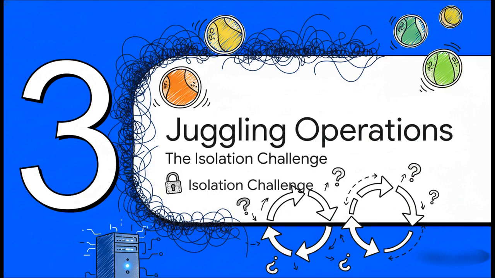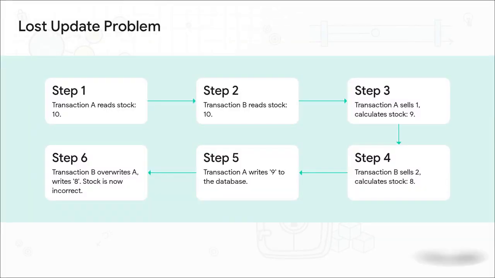Okay, let's circle back for a second to isolation, because this is where things can get really messy if they go wrong. To really get why it's so important, we have to look at what happens when a system tries to handle a bunch of requests at once without that protective bubble. So check this out. This is a classic problem called a lost update.